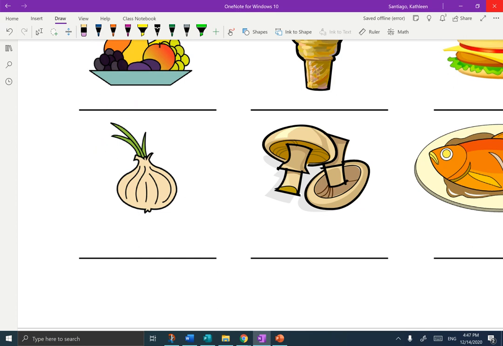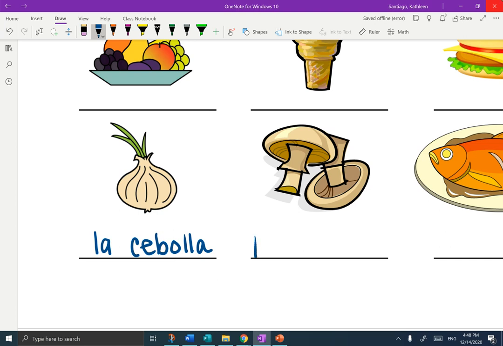Okay, let's try again. Onion is la cebolla. Remember, double L equals Y, la cebolla. If you want to talk about onions, make it plural, las cebollas.